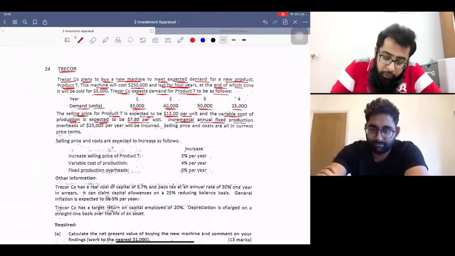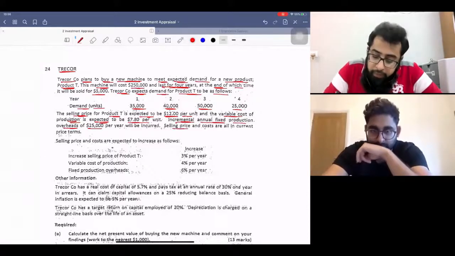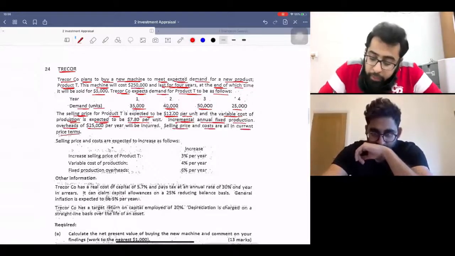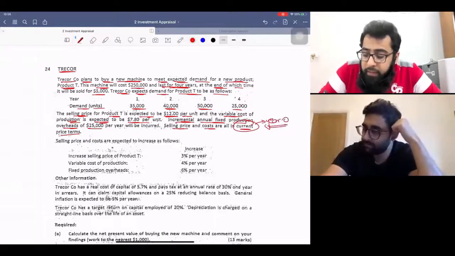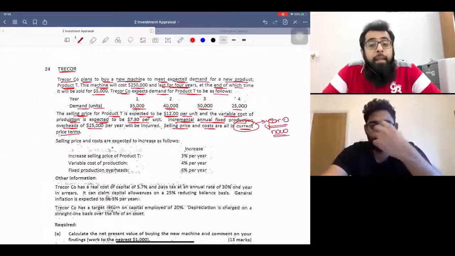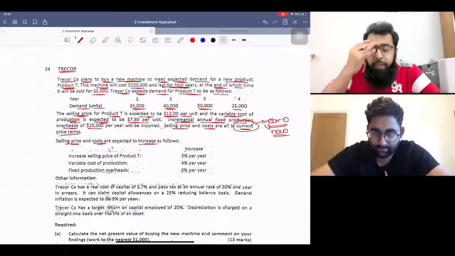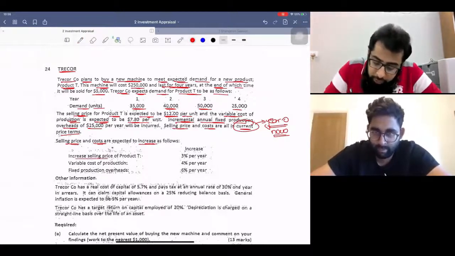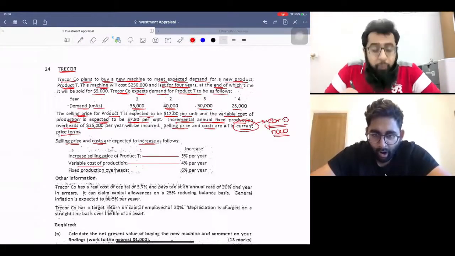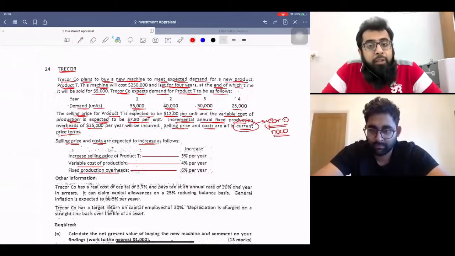Incremental annual fixed production overhead is $25,000 per year. Selling price and cost are all in current price terms. Always remember, current price terms means year zero. Selling price and cost are expected to increase as follows. Selling price will increase each year by 3%. Variable cost will increase each year by 4%, and fixed production overhead will increase by 6% each year.